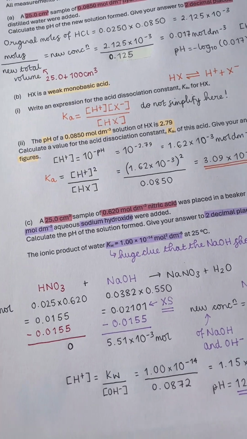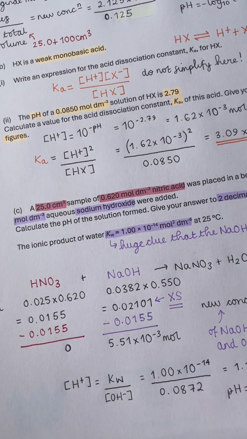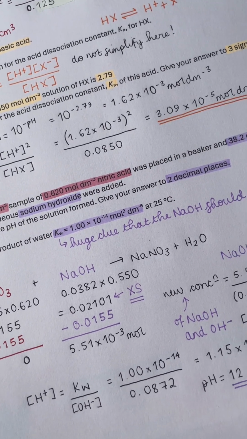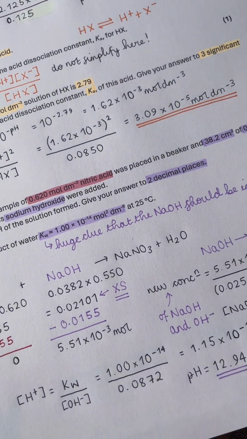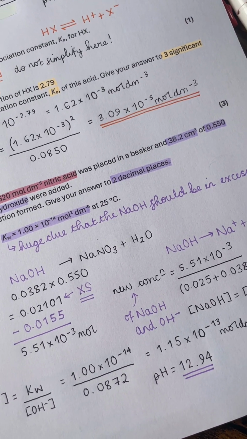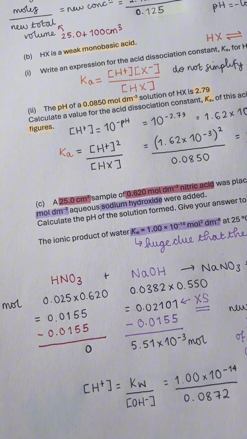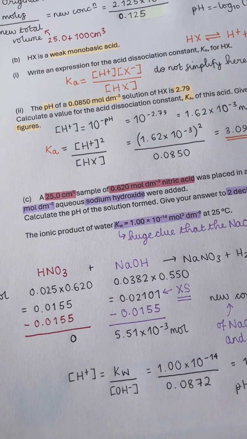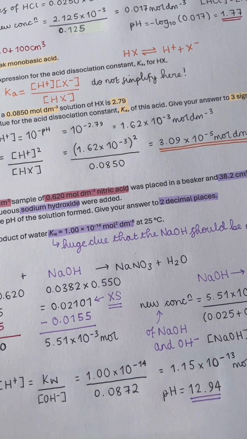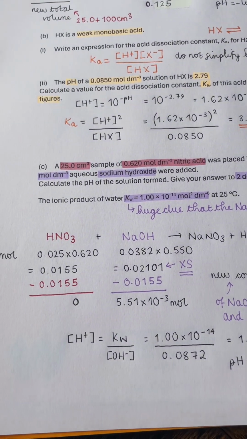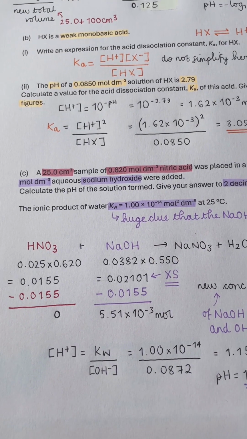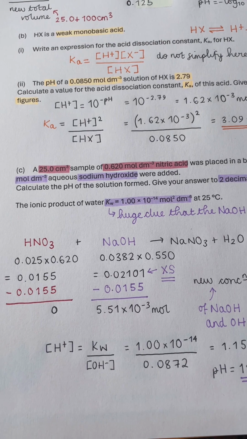And then finally on to the last question. So we've been given 25 centimetres cubed of a 0.620 mole per decimetre cubed solution of nitric acid. That was placed into a beaker, and then 38.2 centimetres cubed of 0.550 mole per decimetre cubed sodium hydroxide solution were added. And we have to calculate the pH of the solution formed and give our answer to 2 decimal places. They then go on to give us the ionic product of water Kw, which is 1 times 10 to the minus 14 at 25 degrees.